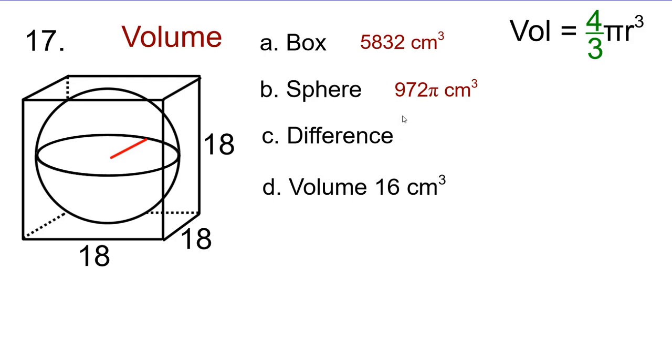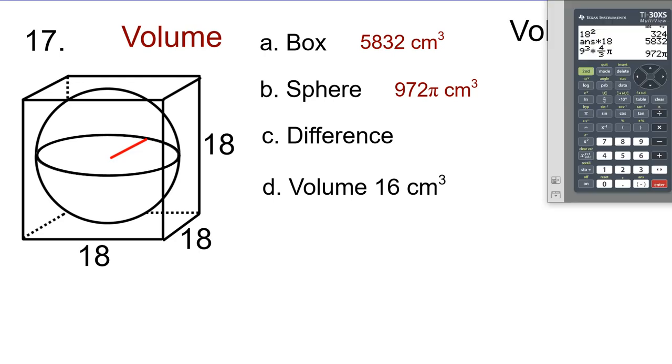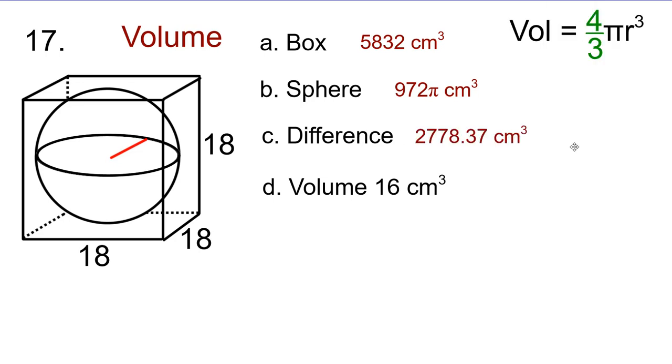All right, so what's the difference between the box and the sphere, the globe, right? The wasted space. So all we have to do is subtract these two values. So I'm going to start out with my 5,832. And then from that, I'm going to subtract. Now, if you have a calculator, you can actually just arrow up and kind of copy and paste it in that way, which is really nice, which will give us a difference of 2,778 centimeters cubed. And then we have our decimals, we round to the hundredths place.